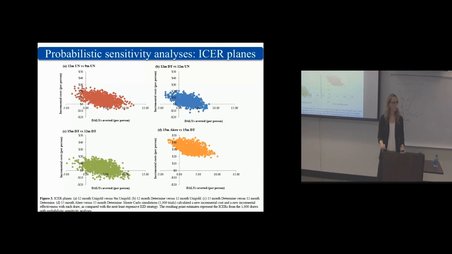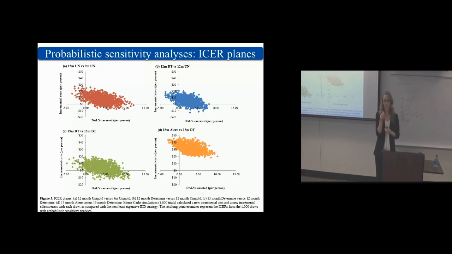Next, you can do what's called a probabilistic sensitivity analysis, where you put all the uncertainty together. And you say, given all the uncertainty and all the parameters, how robust is my findings in the base case model? And you do that by what's called an ICER plane. So these are our four dominant strategies that we found that were cost effective. And what you do is a Monte Carlo simulation of 1,000 trials. And every single trial, it'll produce a new ICER point estimate, given all that uncertainty.